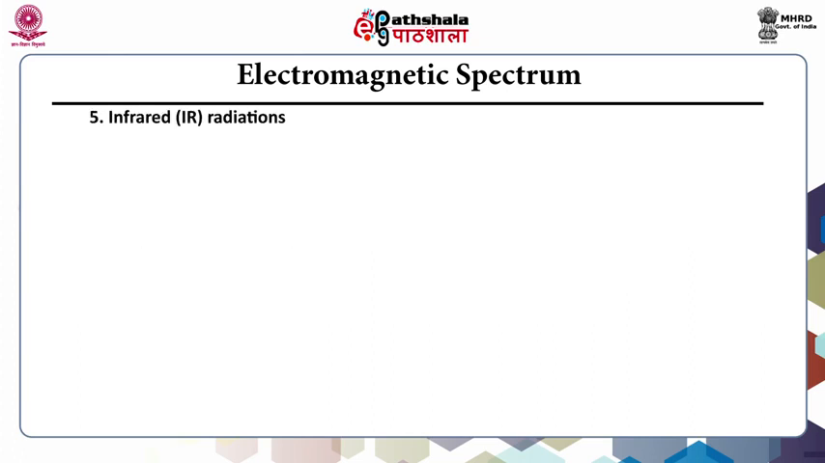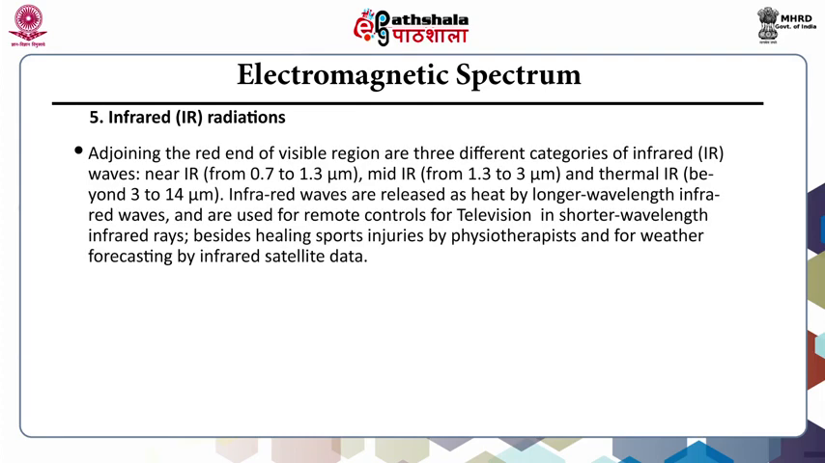Fifth is infrared radiation. Adjoining the red end of the visible region are three different categories of infrared waves: near IR from 0.7 to 1.3 micrometer, mid IR from 1.3 to 3 micrometer, and thermal IR beyond 3 to 14 micrometer. Infrared waves are released as heat. Longer wavelength infrared waves are used for remote controls for television. Shorter wavelength infrared rays are used for healing sport injuries by physiotherapists and for weather forecasting by infrared satellite data.